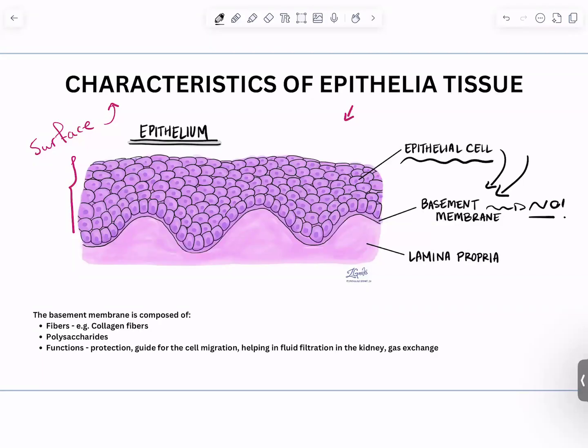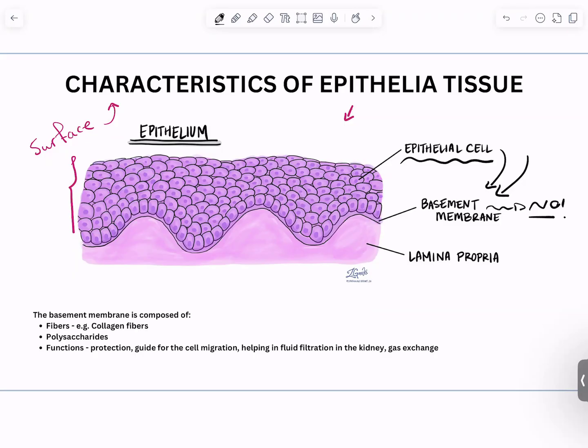You know what we have in the basement membrane? We have fibers, fibers like collagen. We have polysaccharide molecules that help the structure. I know that during the previous class we discussed polysaccharides, and maybe you have a question in your mind: okay, we had starch, which is in the plant cells, right? We had glycogen, which is in the liver cells and muscle cells, as you told us, and it's a storage polysaccharide.